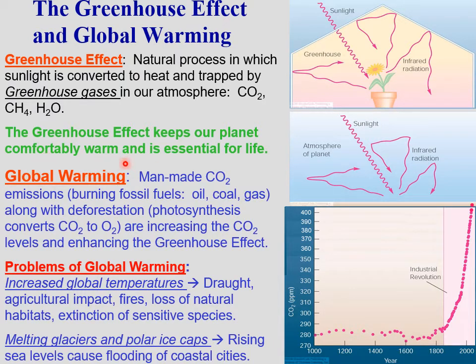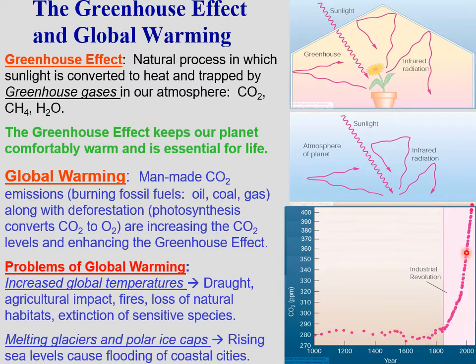So with global warming, what we're talking about here is the man-made carbon dioxide emissions from burning fossil fuels such as oil, coal, and gas, along with deforesting the rainforests, which, remember, photosynthesis from plants converts carbon dioxide to oxygen, which is a good thing. So we're burning down and tearing down forests, which removes this photosynthesis process. So the combination of emitting more carbon dioxide and removing the rainforests are increasing the CO2 levels and enhancing the greenhouse effect. So remember this graph we just talked about on the last slide.